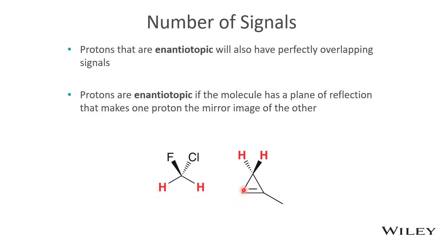In this molecule, we can put a plane through the ring as well as this bond. Now, if we just take a mirror and essentially chop through this ring, we would have this H reflecting this H over here. And again, since they reflect each other perfectly, it makes them enantiotopic.